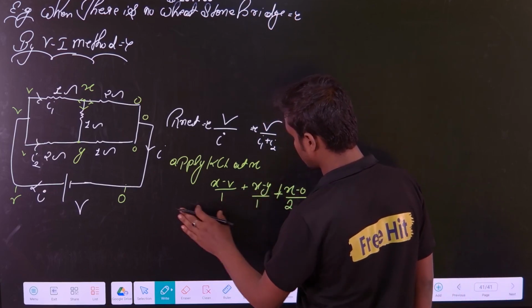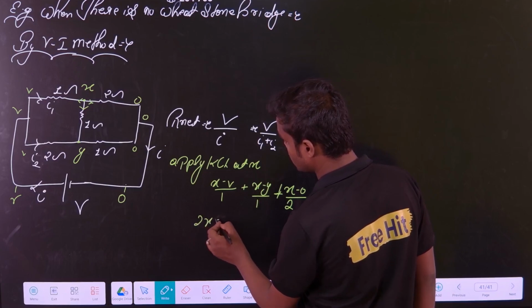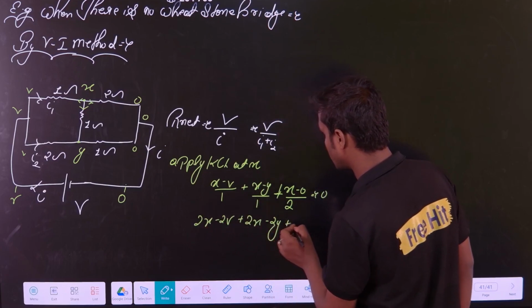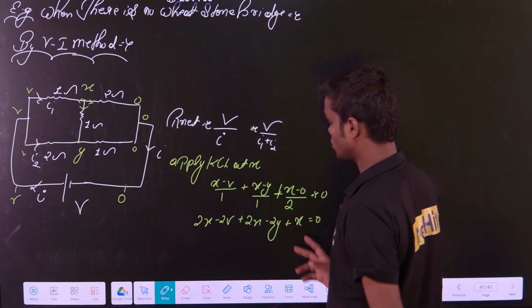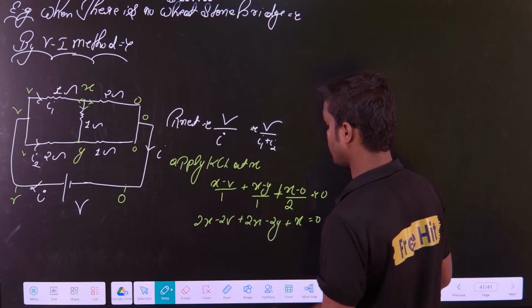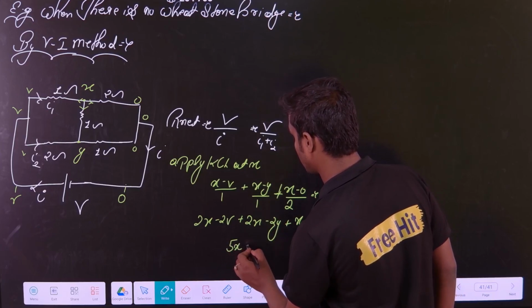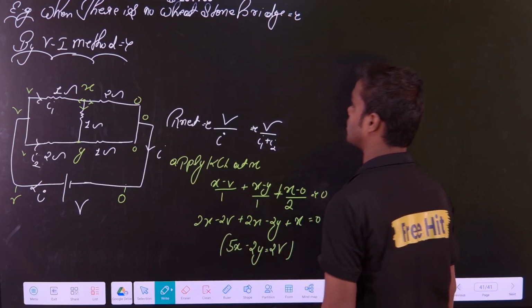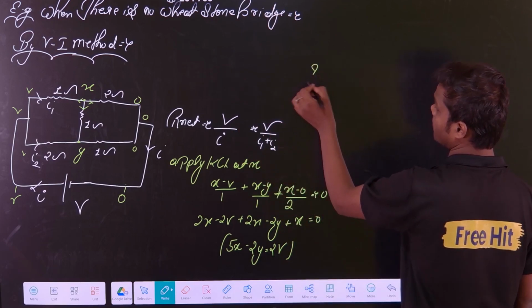Similarly, if you solve this equation, what you will get? You will get 2X minus 2V plus 2X minus 2Y plus X is equal to 0. So what is the value you will get? This is 5X minus 2Y is equal to 2V. Correct.